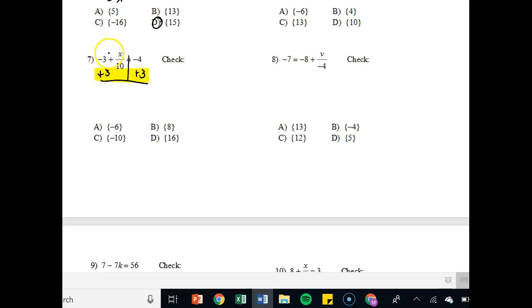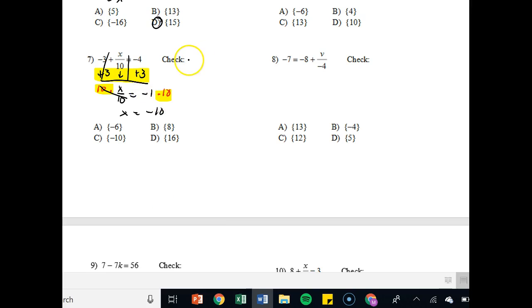Negative 3 plus 3, that's 0, so that cancels out. You drop down x over 10 is equal to negative 4 plus 3, that is negative 1. Then I'm going to go ahead and see division, so I multiply both sides. 10 and 10 over here cancel off, so x is equal to negative 10. And you're going to want to highlight that second step.